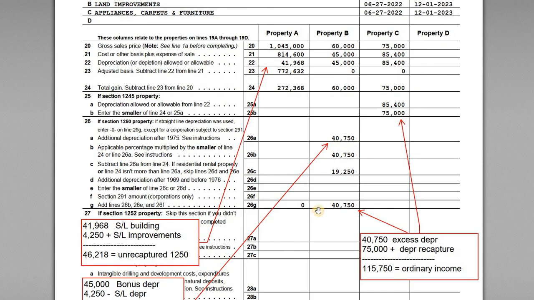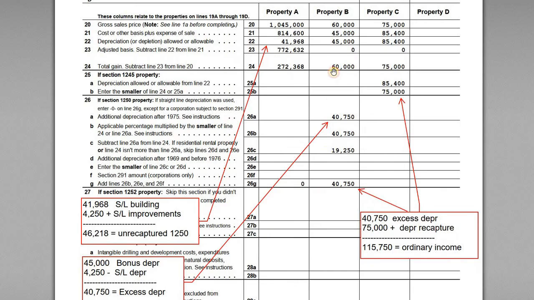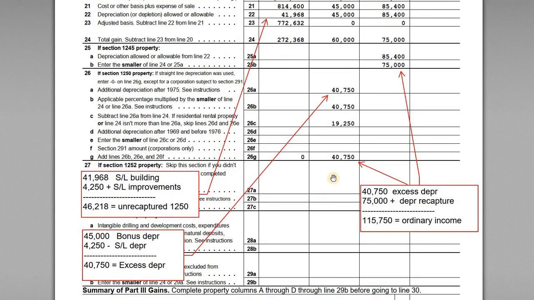So on line 26G, we have the $40,750 figure. Now, here's what's happening here. We are separating this into a couple of components. So the $40,750, this is the excess depreciation that is going to be ordinary gain. So this is going to be ordinary income plus the $75K up here.